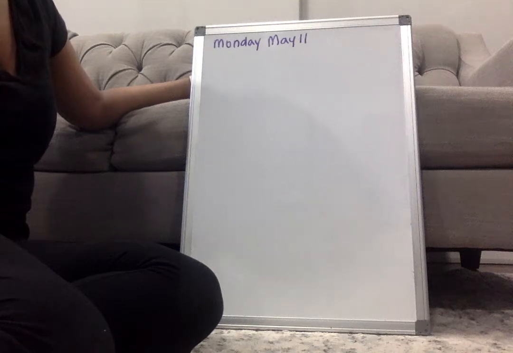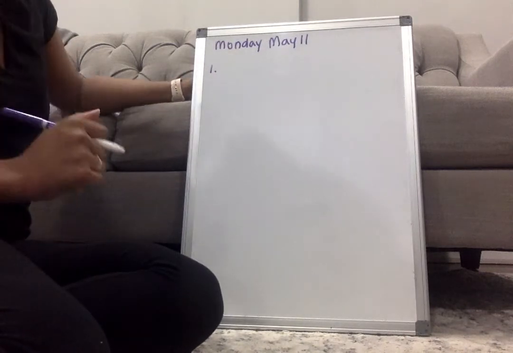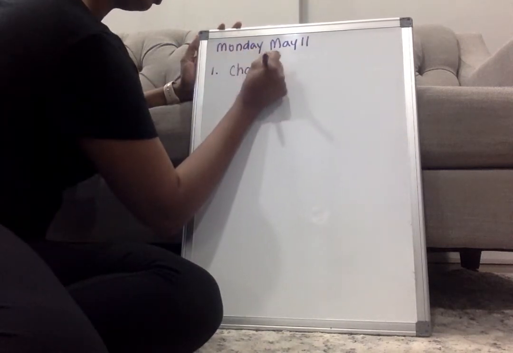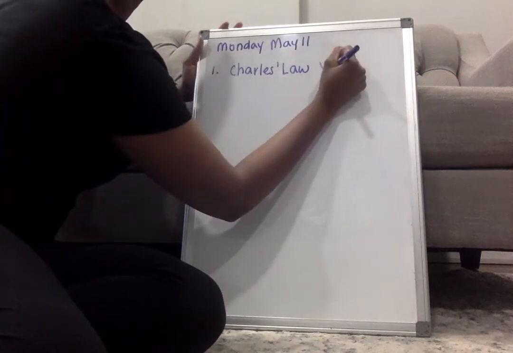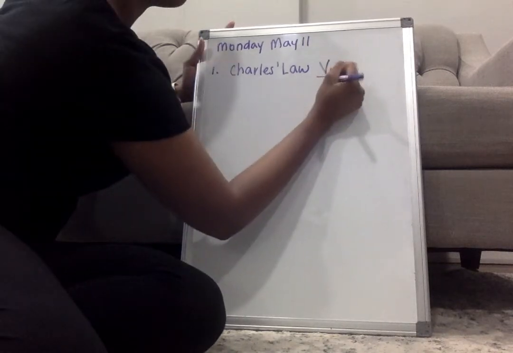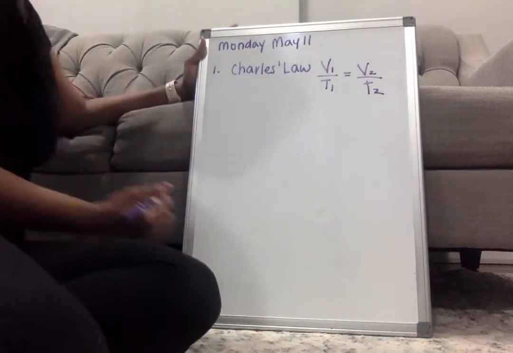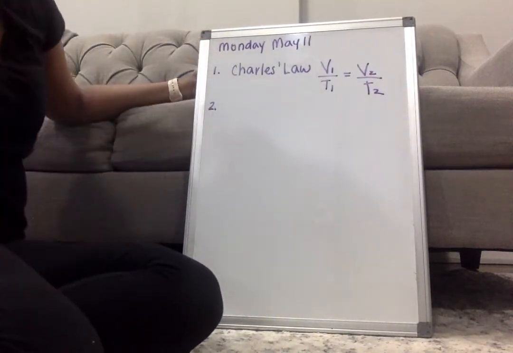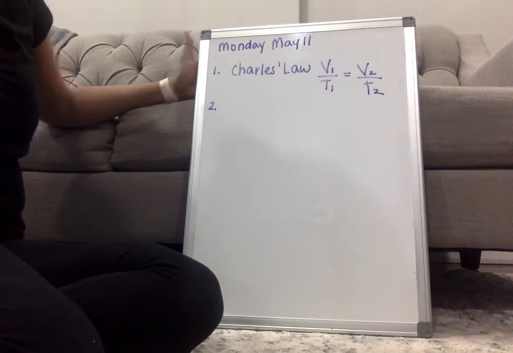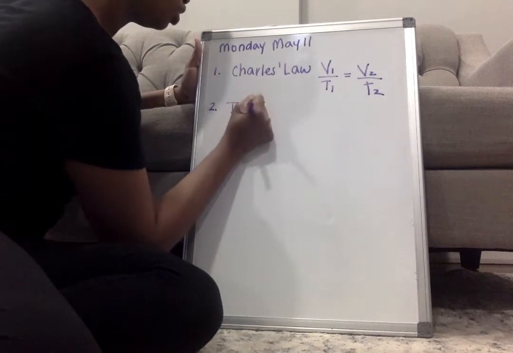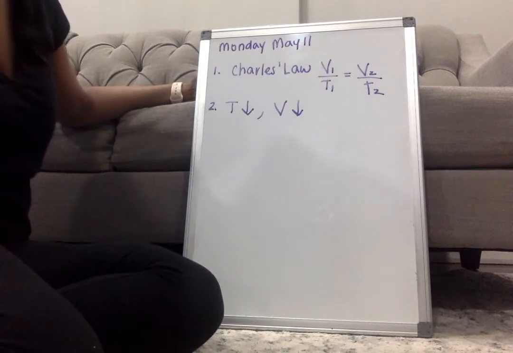All right, Monday, May 11th assignment. Number 1, you were supposed to write the equation for Charles' law. So we write Charles' law, and we know that Charles' law is V1 over T1 equals V2 over T2. Number 2, how is the volume of a gas affected by a decrease in temperature? So if the temperature decreases, the volume will also decrease. Okay?